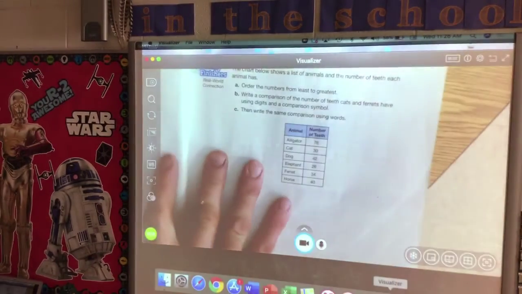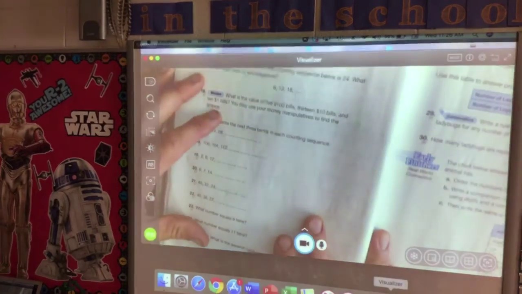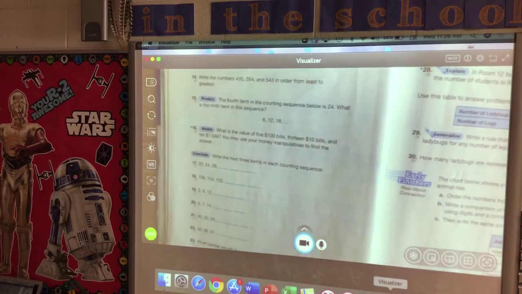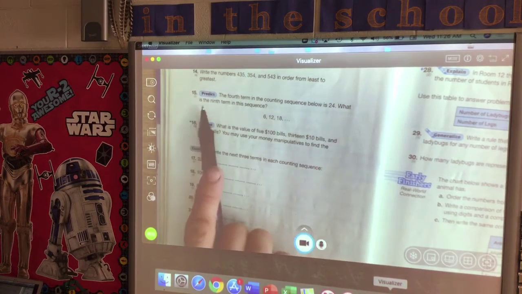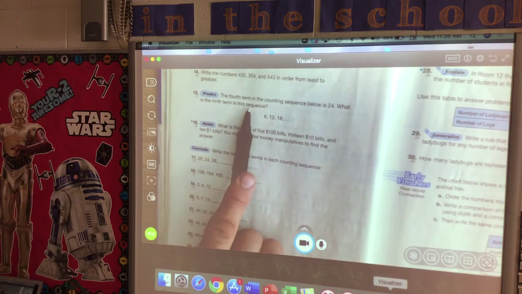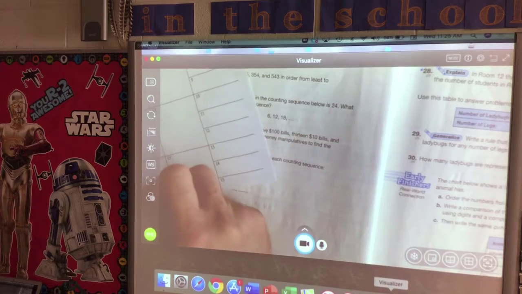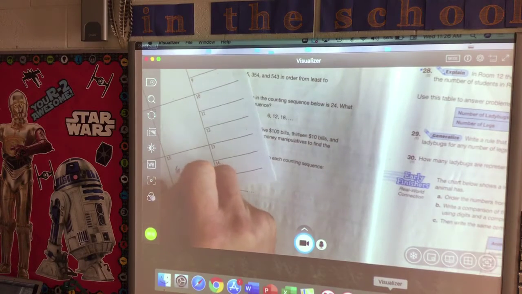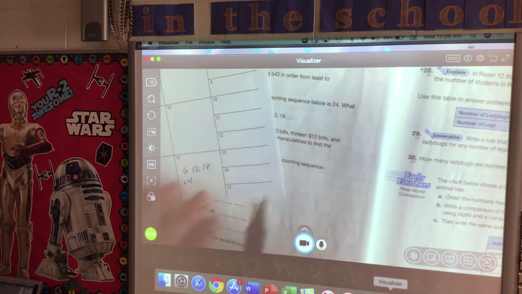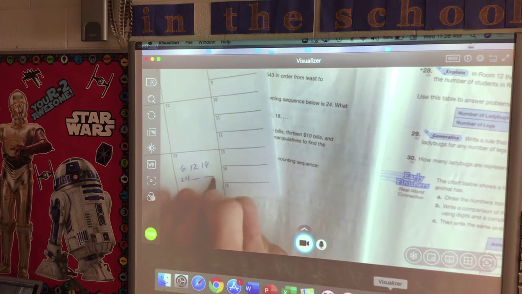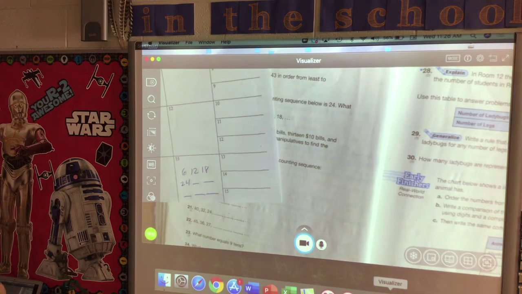Number 15 is one that I've had problems with in the past that I want to make sure I cover with you guys today. Check out number 15. It says, the fourth term in the counting sequence is 24. What is the 9th term? So they gave you the first 3, which is strange. 6, 12, 18. They tell you the fourth one is 24, and now they want you to come up with the 9th. 4th, 5th, 6th, 7th, 8th, 9th. Yikes. That's a lot of work.